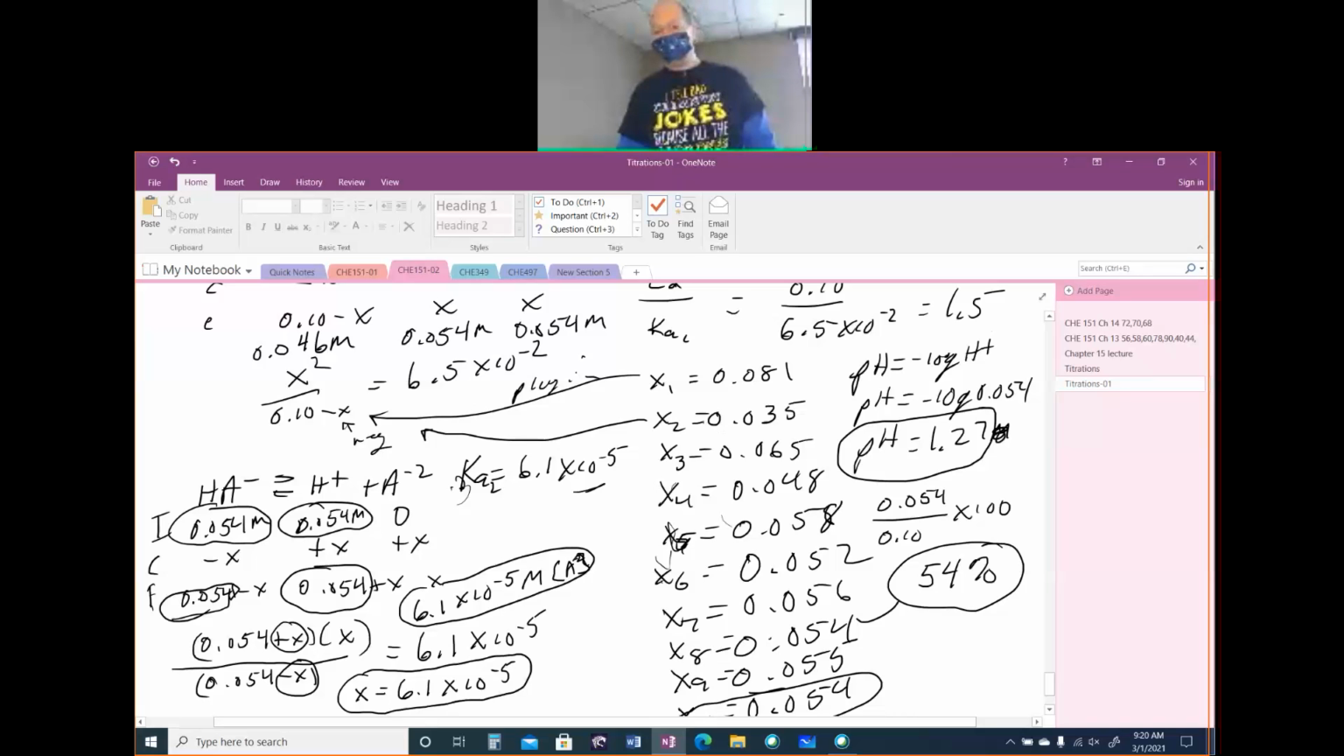Also, if it says give all of the concentrations, of course, if you have water, anytime you have H plus, you have OH minus. So if you have a pH of 1.27, you also have a pOH of 12.73. And so that gives you an OH minus concentration when you take the negative of both sides and take the inverse log. You get a 1.9 times 10 to the minus 13.